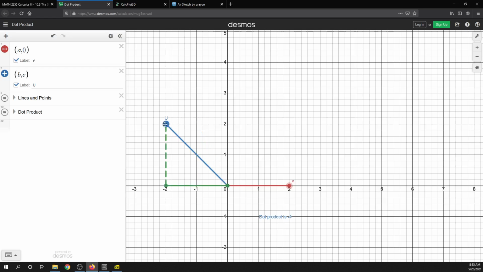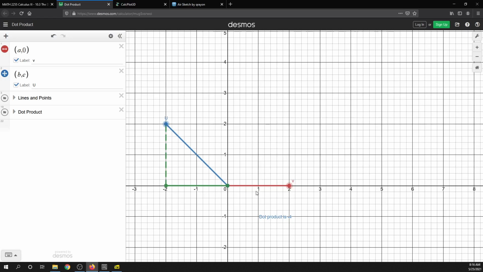And now let's see if I put the vector u over here so that it makes an obtuse angle with v. You can see now the projection over here still has length 2, the orthogonal projection does. The vector v has length 2. And so you can see that the absolute value of the dot product is the product of their lengths, 2 times 2. But now the sign of the dot product is negative because of the fact that the angle is obtuse in between there. So that's what the dot product is.